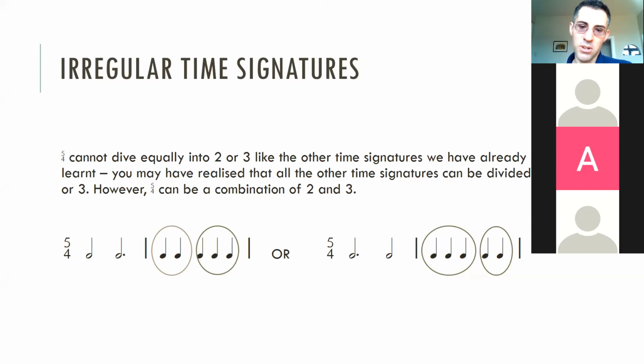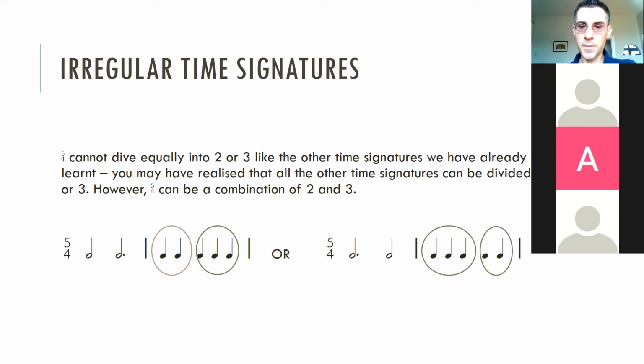But if we look at the second one, where we've got a dotted minim and then a minim, then it would be 1, 2, 3, 4, 5. 1, 2, 3, 4, 5. There, the accents would be on 1 and 4. Do you see how I've grouped them? I put a circle around them so you can see that they're groups of 2 or 3. And it can be 2 first or 3 first.